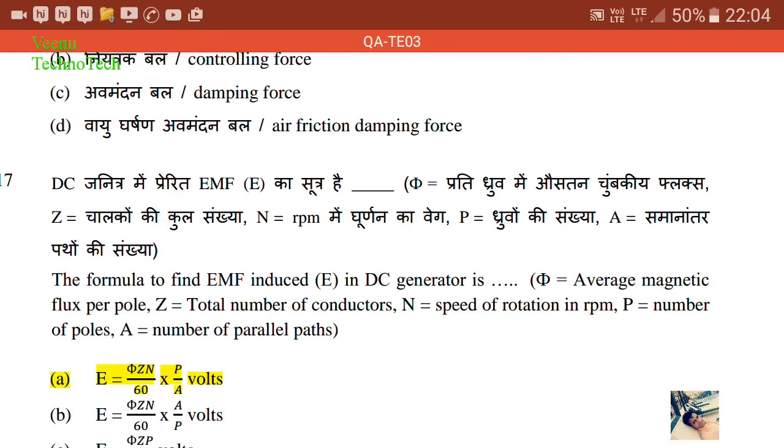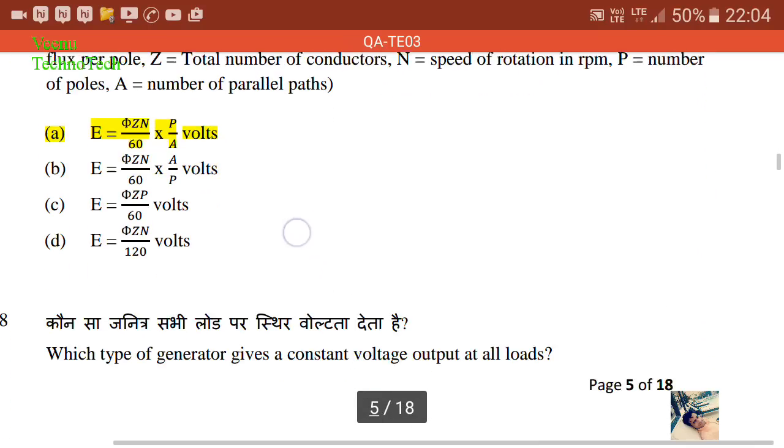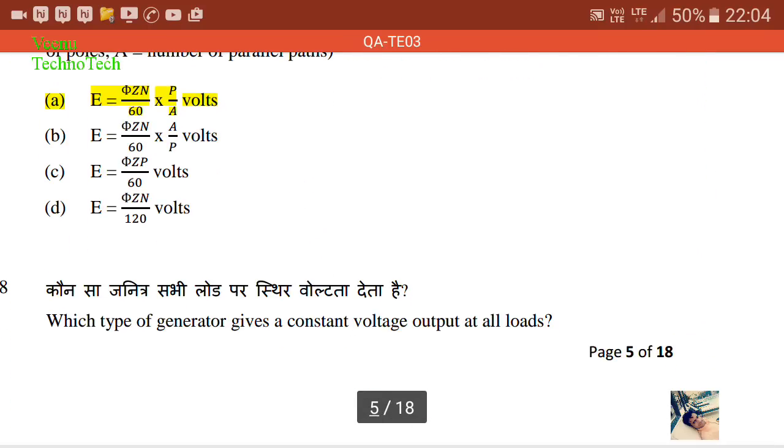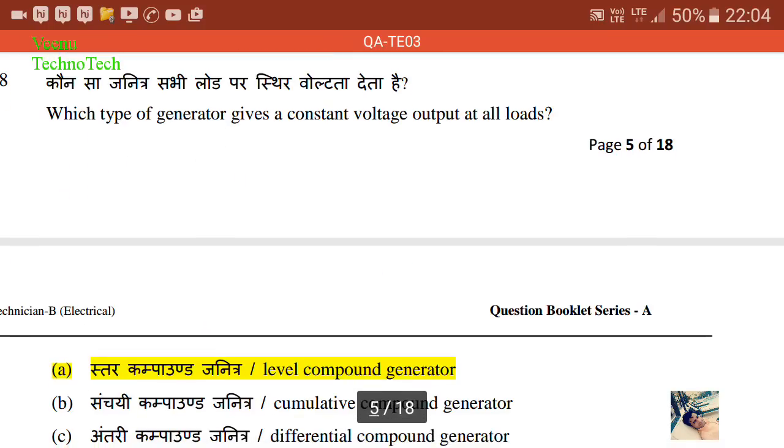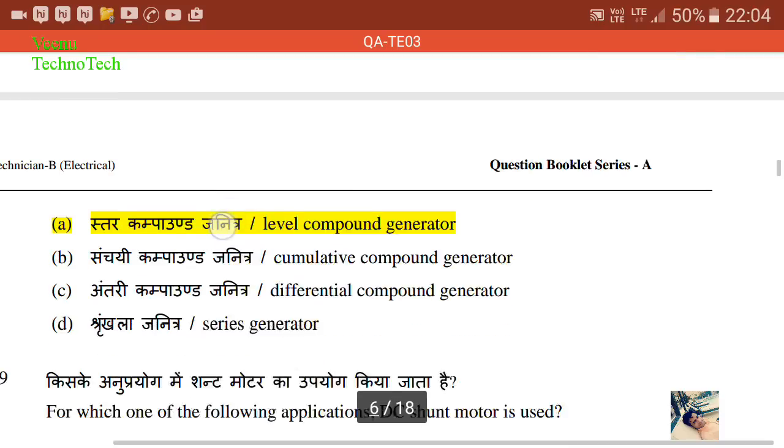The formula to find EMF induced in DC generator is E equal to phi Z N upon 60 into P upon A. So correct answer is A. This type of generator gives a constant voltage output at the load. Its correct answer is level compound generator. Correct answer A.